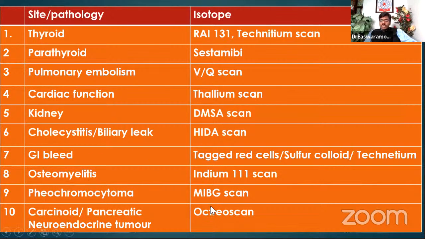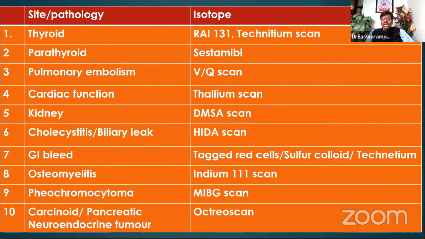These are the isotopes. You have a snapshot of this now or later. Very important for you for MCQ. Ten MCQs are hidden here. If you are going to have a thyroid patient like Graves disease, what scan? Radioactive iodine 131 you can give, or a technetium scan can be done. Parathyroid, sestamibi, I already told you.